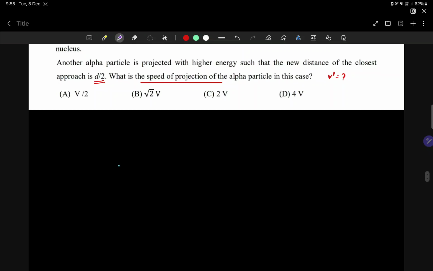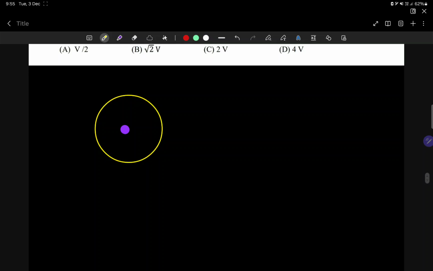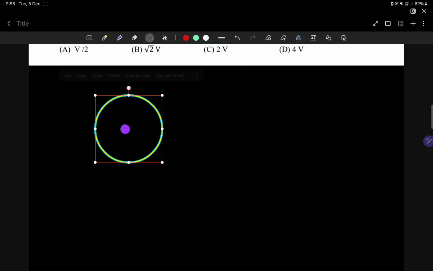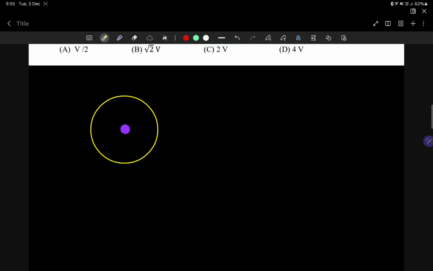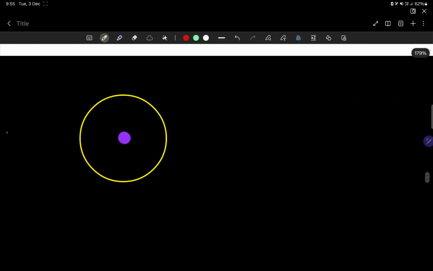This is, suppose, your nucleus, and the whole figure represents your atom. Now see in this diagram, suppose the alpha particle is coming towards the nucleus. When the alpha particle reaches this point, it will suffer maximum repulsion from the nucleus. So this is the minimum distance between the alpha particle and the nucleus. In this case, it is called the distance of closest approach, d.